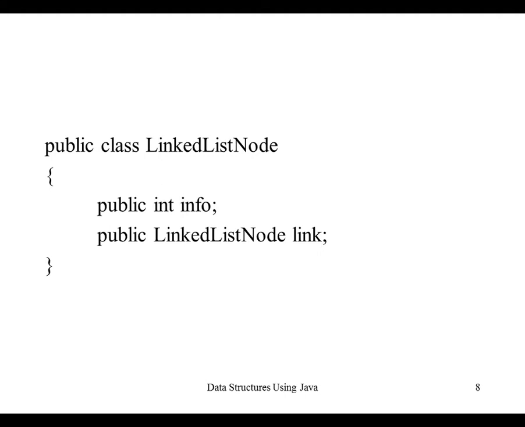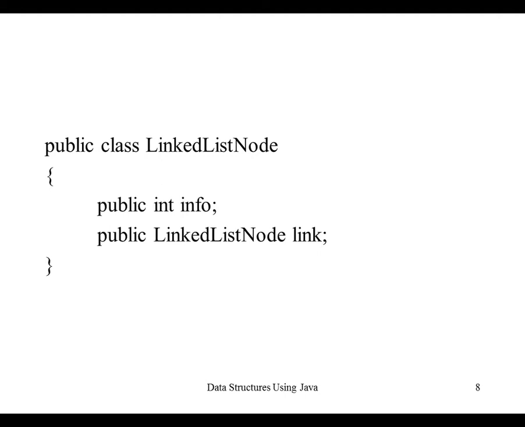To directly access these instance variables, we have declared them public. If we declare them private or protected, then we have to provide methods such as set and get to manipulate the data stored in the node. However, when we study linked lists as abstract data types, we will declare the class linked list node as protected.